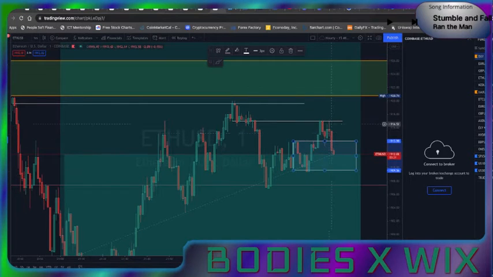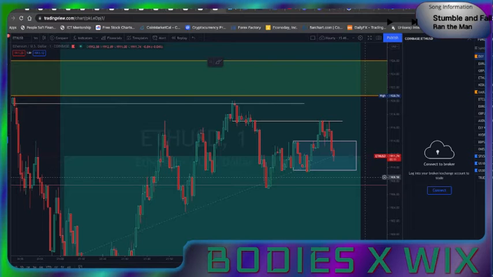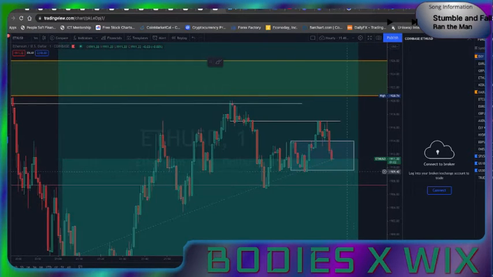It's a very short block. Now we're inside the breaker again. It should, hopefully, not cross the bottom of this box. We could put another position on here if we wanted to, considering it did cause a bullish order block right here.